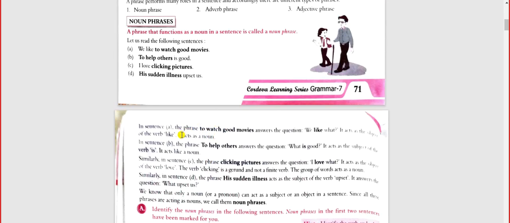In sentence A, the phrase to watch good movies answers the question we like what. So in order to find the what of any sentence, we have to ask the question what to the verb used in that sentence. If you ask what to that verb, you will get the answer. And if you get the answer of what, it means that the answer is a noun. Am I clear?